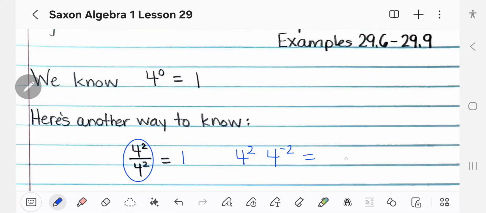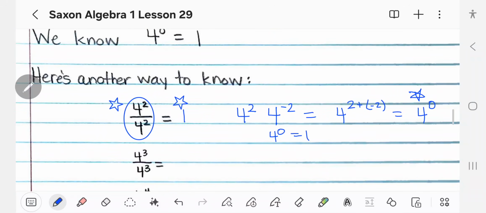So now let's simplify that. That's going to be 4 to the 2 plus negative 2, which is going to be equal to 4 to the 0. So hold on a minute. We know that this has to be equal to 1, and it also has to be equal to 4 to the 0. That must mean that 4 to the 0 is equal to 1. So there's another reason why.